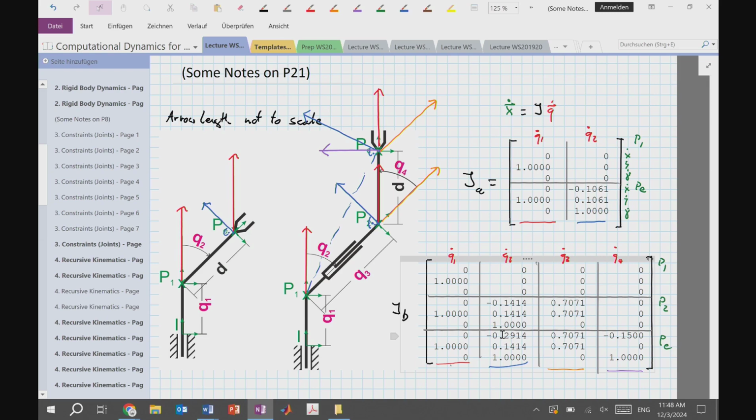You're all good with this? Yeah? Any questions? Then let me ask you one question about the number of degrees of freedom. How many degrees of freedom does my end effector have in case A?